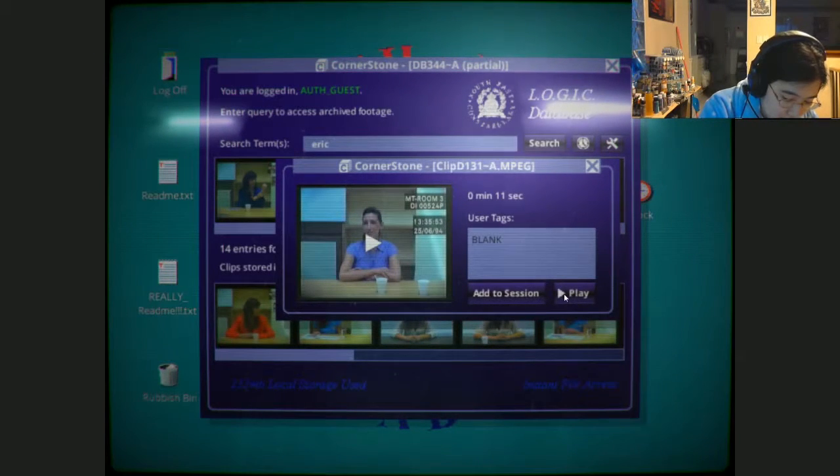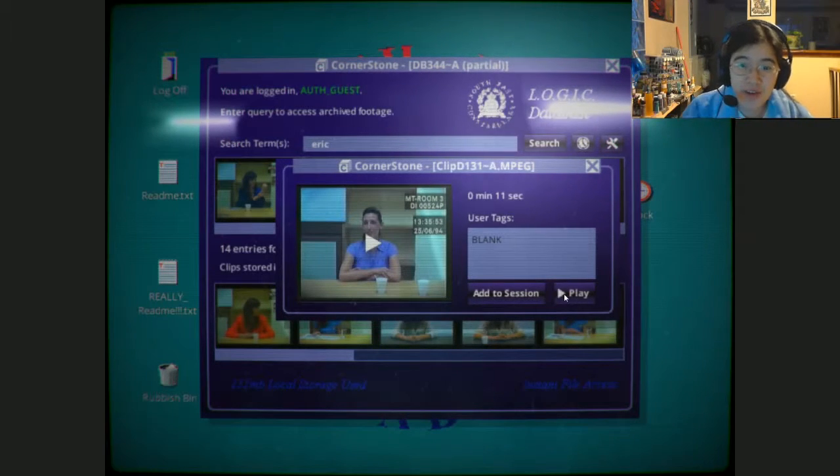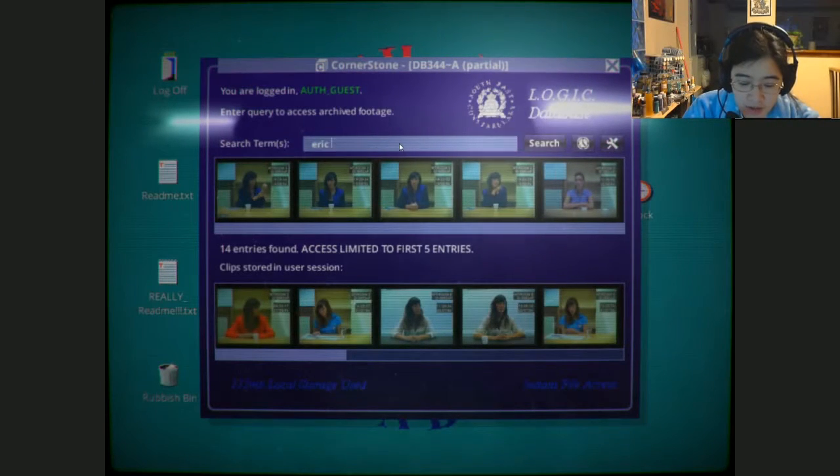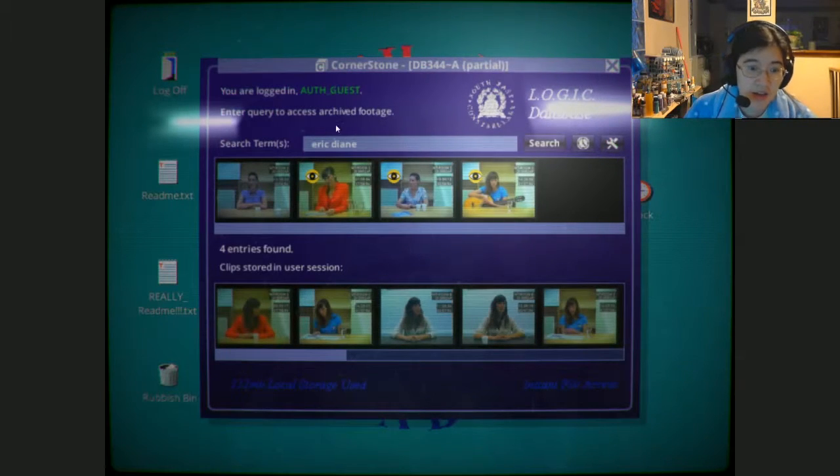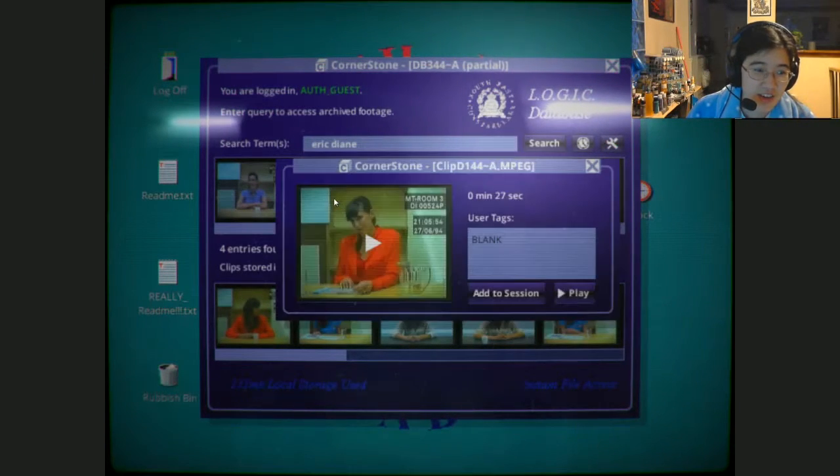Eric, Diane, married. How many conferences do you have to go to as a window? Oh, well, I guess they're like showroom type of deals. Like brand new windows, these are heat reduction or other. All right, so Eric and Diane, married. All right, add that to the session. Okay. Eric, Diane. Okay. Why does she have a guitar? All right, next.